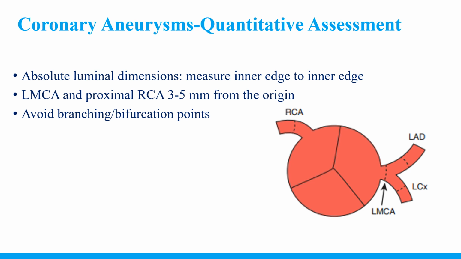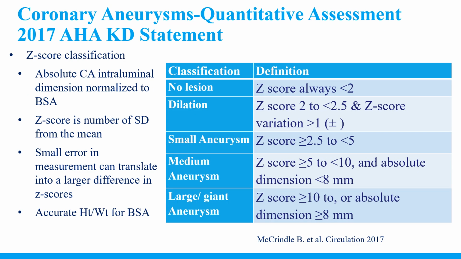You have to be careful, though, that you look at, for example, the angle at the area of bifurcation of the left. You want to make sure that it's an acute angle and not an obtuse angle, because often if there is an aneurysm at the bifurcation, it is wide and the angle there is either effaced or quite obtuse. And then those measurements are taken and normalized to the body surface area to come up with a z-score.